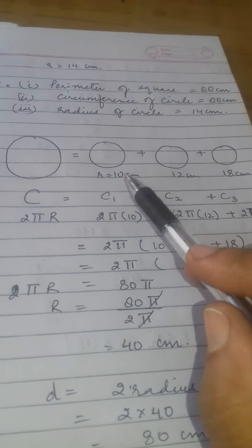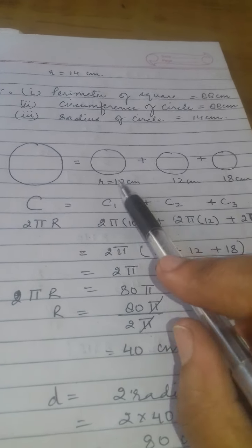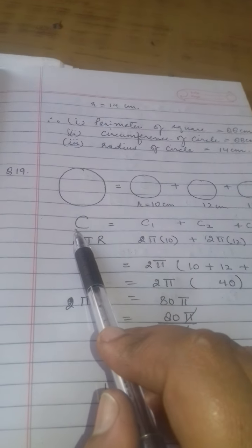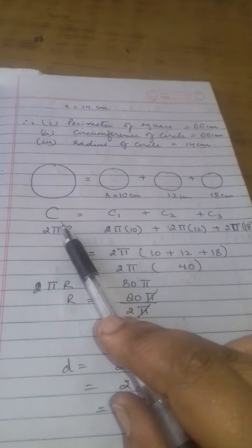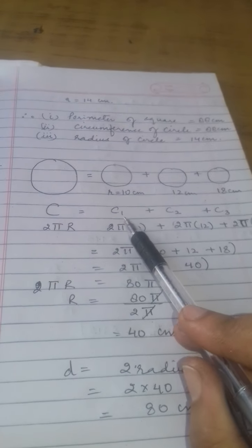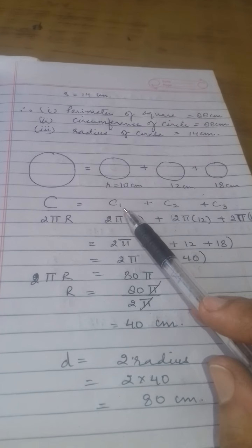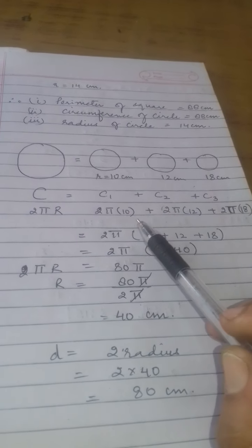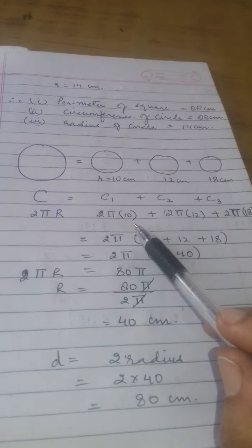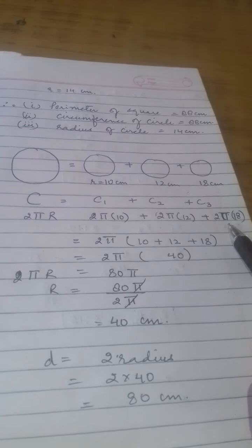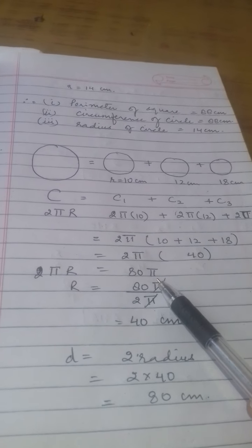There are three circles. Radius is given. Now we'll find their circumferences and their sum will be the circumference of the final circle. So this circle is equal to circumference 1, circumference 2, circumference 3. And the formula of circumference is 2 pi r, 2 pi r, 2 pi r. But r's are different. So 2 pi 10, 2 pi 12, 2 pi 18. So 2 pi times 10 plus 12 plus 18, 40 into 2, 80 pi.